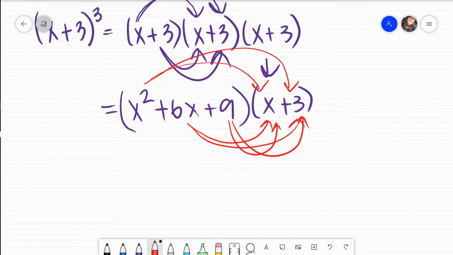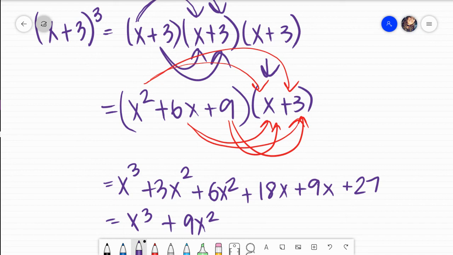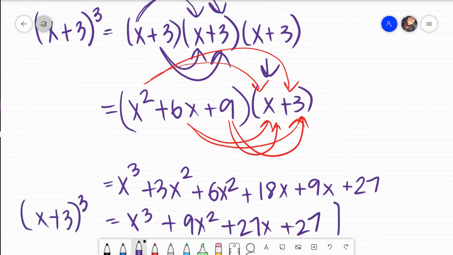Everything. Okay, so I'm just going to do this. We get, keep and add, a positive 3x squared. We get a positive 6x squared. We get a positive 18x. We get a positive 9x. We get a positive 27. We get x cubed plus 9x squared plus 27x plus 27. That's the answer to having that factor being cubed.